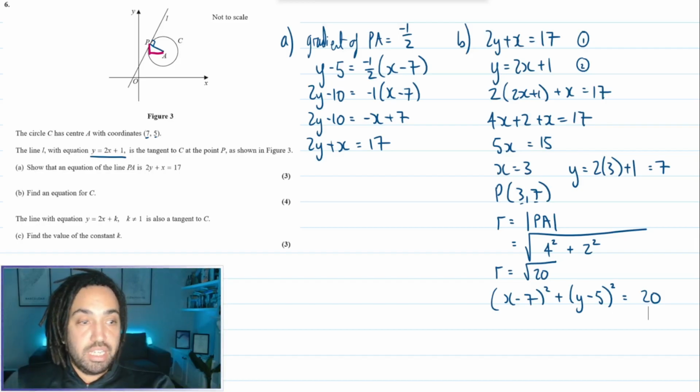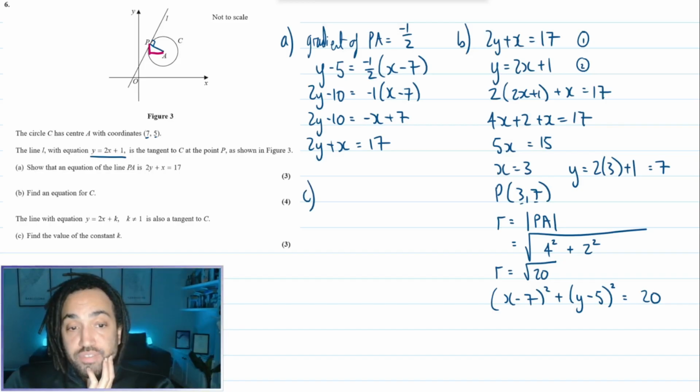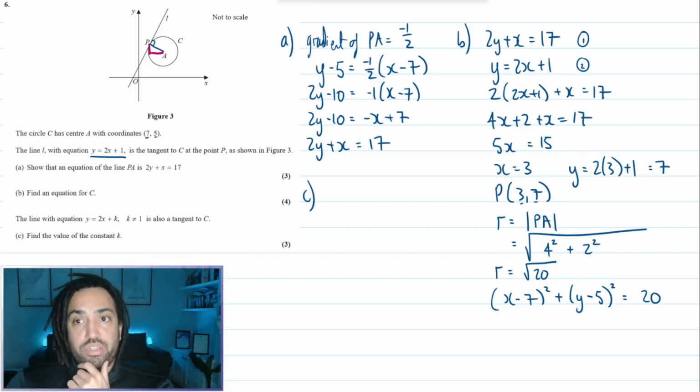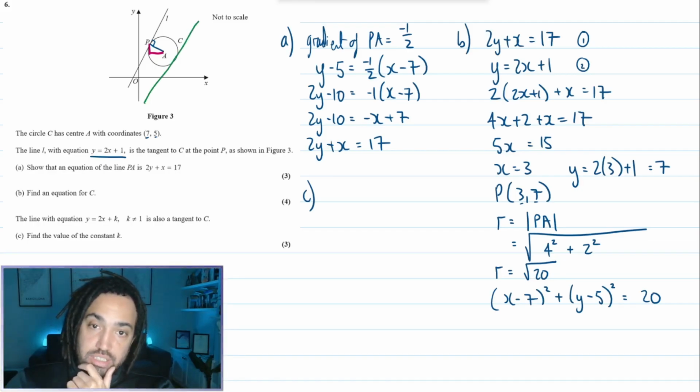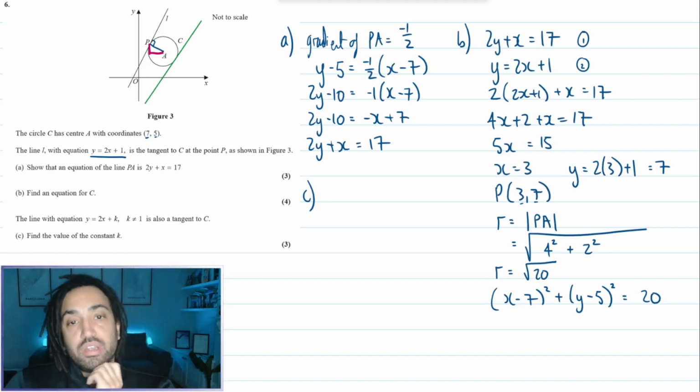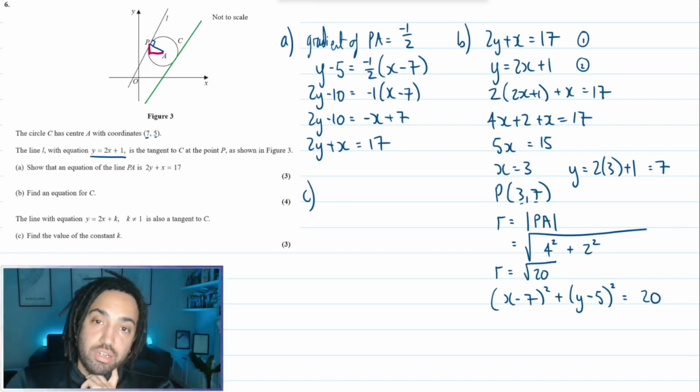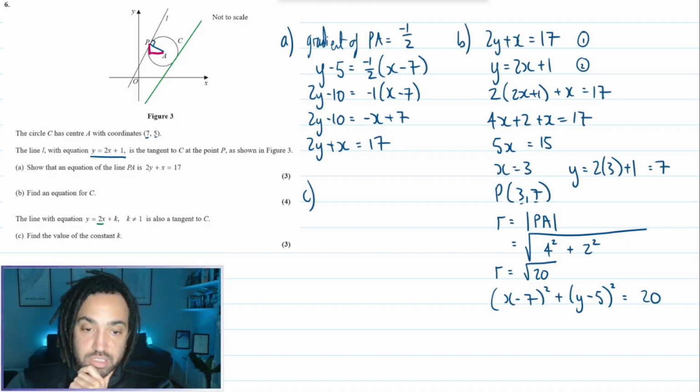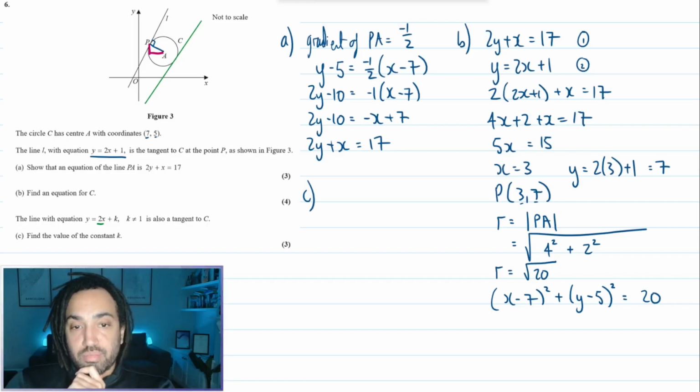Okay, part C, I'll do this over here, I think I've got space. It says the line with this equation is also tangent to C. So that equation must be the line, which I'm about to draw on now. It must look something like this. And it must be parallel to the line L, so it must have the same gradient as the line L, obviously it does. But it's got a different y-intercept.